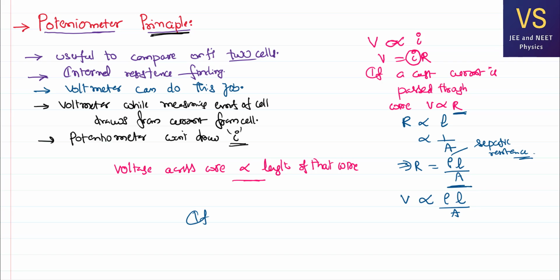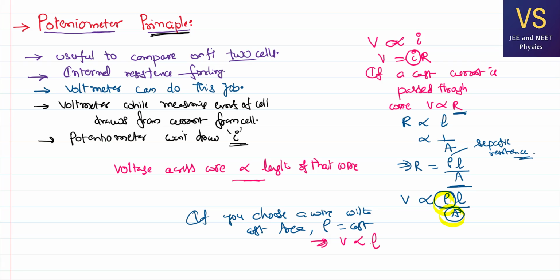But if you choose a wire with constant area of cross section, that means this area A is constant. And of course, for a given wire, rho is constant anyway. I need not fix it. It depends on the nature of the material. For a given wire, it is constant. So, when this term and this term become constant, it's obvious that potential drop across a wire is directly proportional to the length of the wire, right?